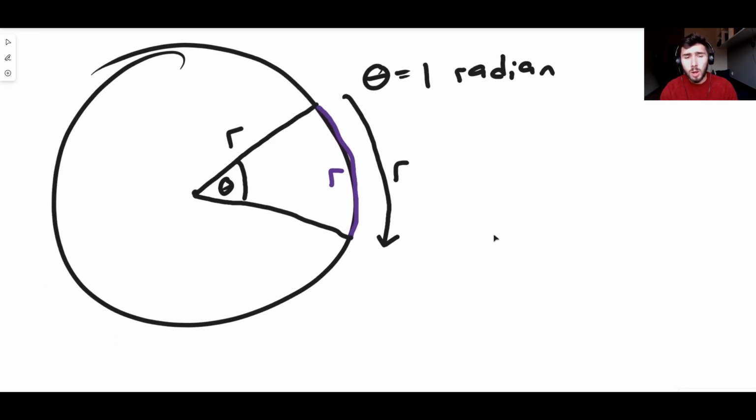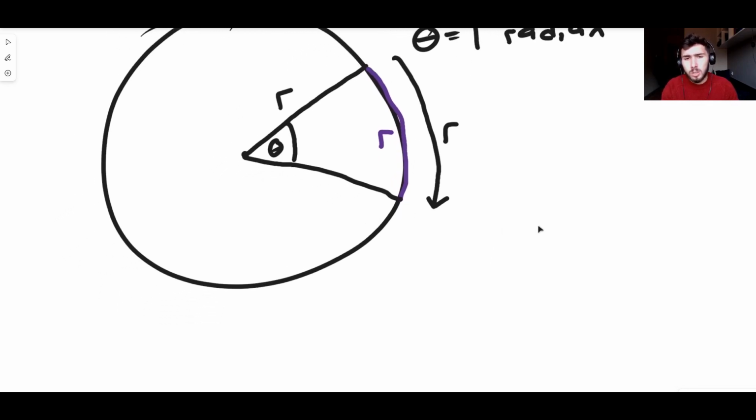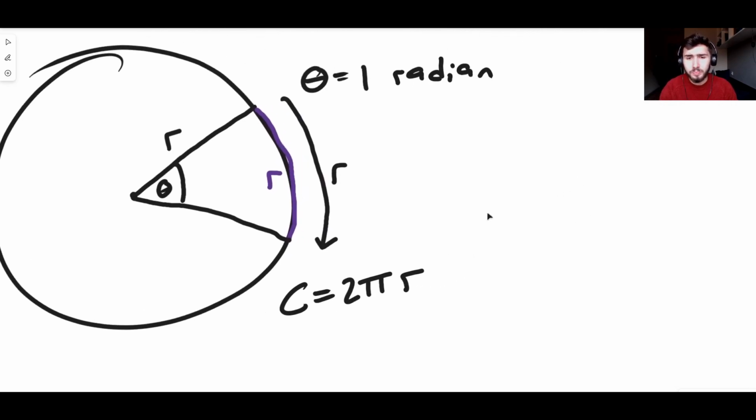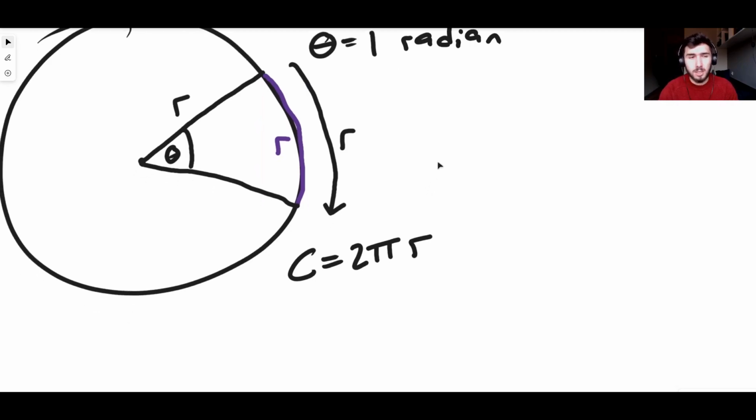As a consequence, we might want to know how many of these angles, radians, are in the whole circle. We know that the circumference of a circle is 2 pi r. If we can find out how many radians are in the circumference, that's going to be our 360 degrees, and then we have a conversion factor between radians and degrees. And of course we already know that. It's 2 pi radians.